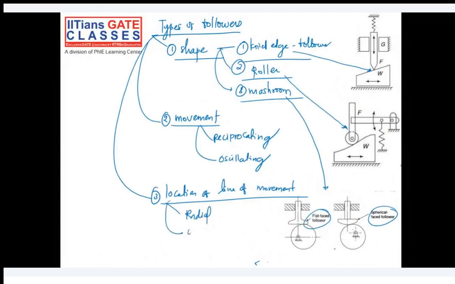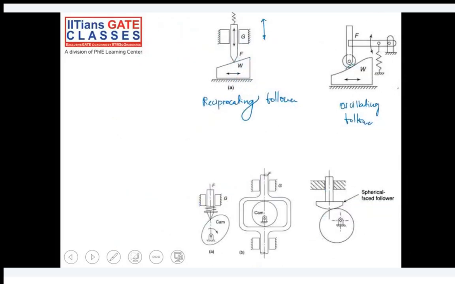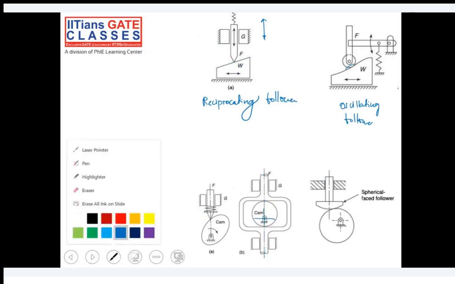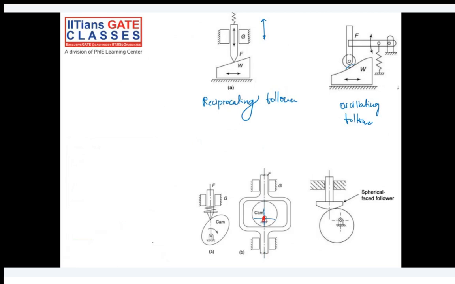Okay, look at this figure. So here the axis of the movement of the follower and the axis of the rotation of the cam are on the same line. Okay, look at this. I'll use the red pen. So this axis is passing through this center. Here also this axis is passing through the center. So these are good examples of radial followers. Okay, so a follower is known to be a radial follower if the line of movement of the follower passes through the center of rotation of the cam.